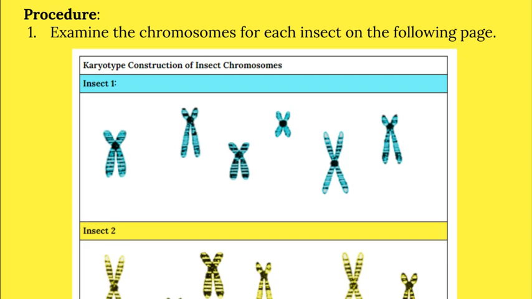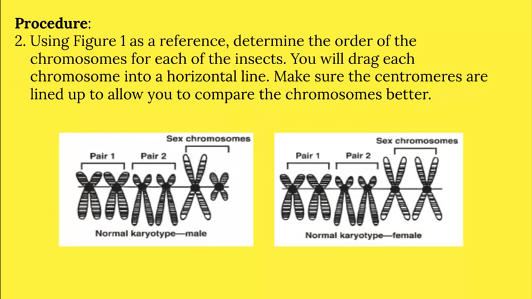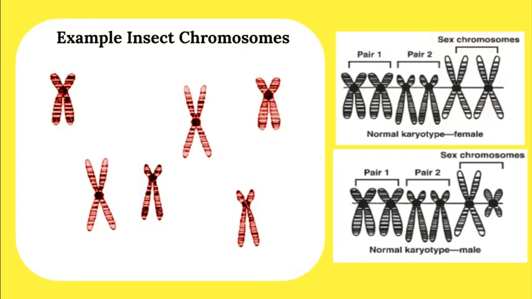So you have to actually drag and move these chromosomes and line them up so that they look like the karyotypes that we saw previously at the top of your document, or like these, how we see right here. So you're going to use these figures as a reference, and you're going to determine the order of chromosomes for each of your insects. You will drag each chromosome into a horizontal line. Make sure the centromeres, which are that center part in the chromosome, are lined up to allow you to compare the chromosomes better.